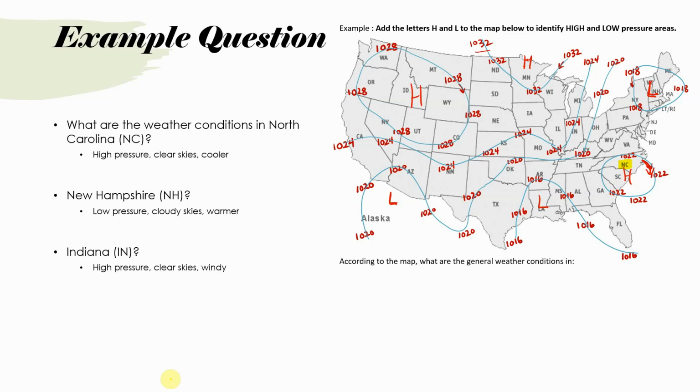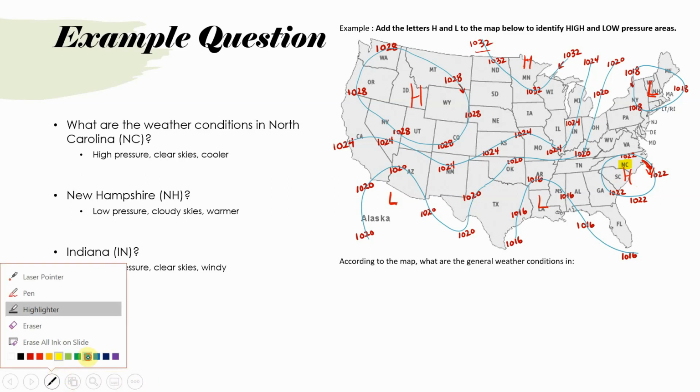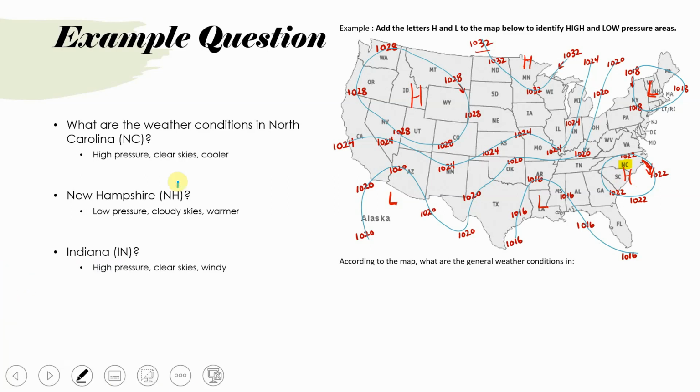Just keep in mind that high pressure will often be cooler. I don't think we talked about this a couple of classes ago, but it's a bit complex to go over in this one slide. New Hampshire's up here. So New Hampshire is going to be low pressure. Low pressure generally means cloudy skies, and low pressure often means warmer weather as well.